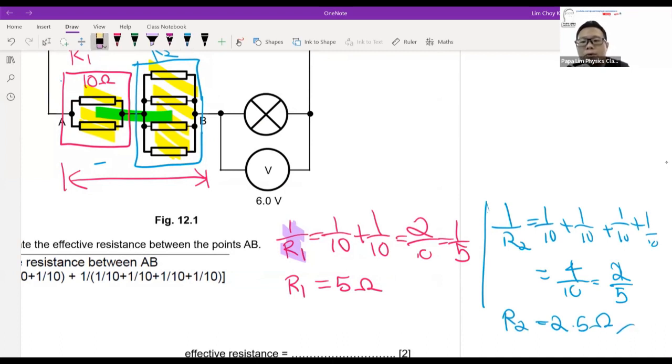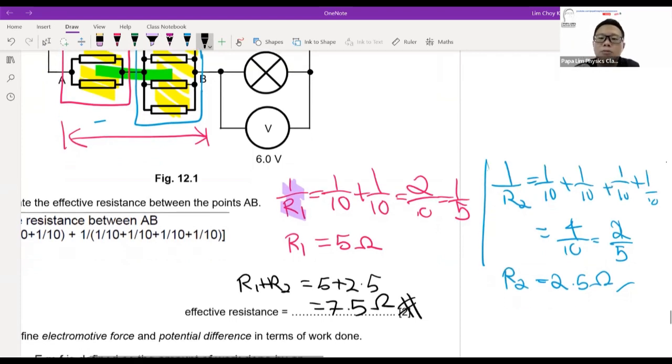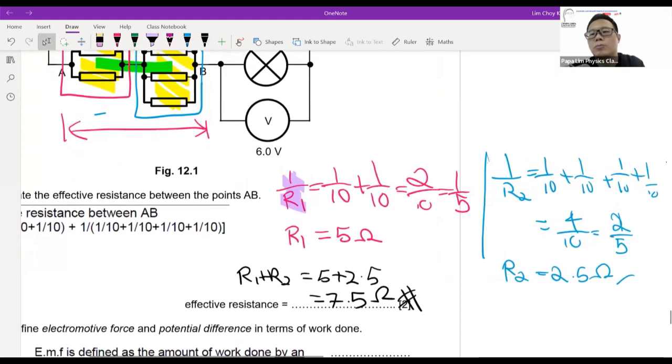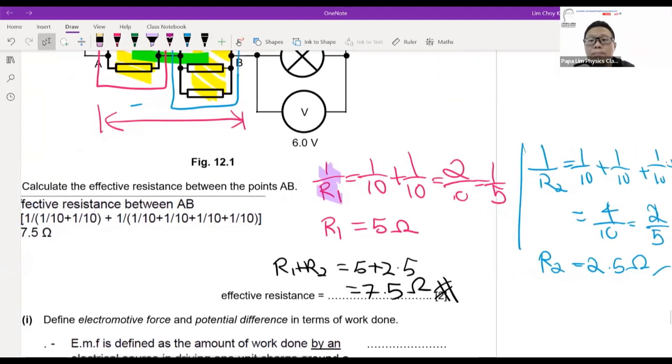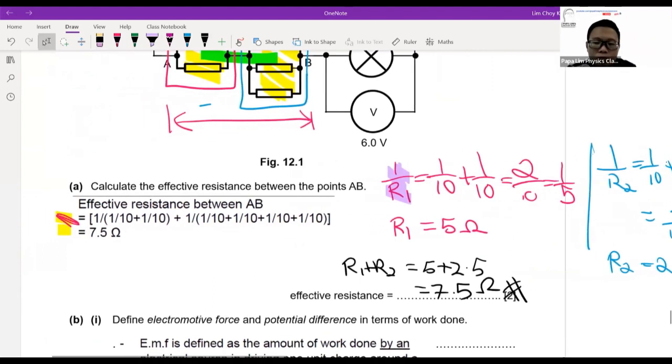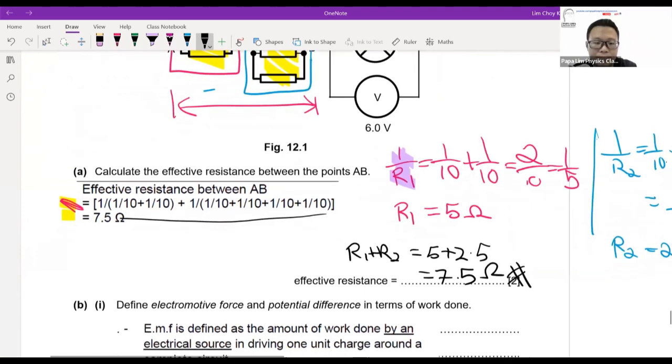Then from here, I want the sum of resistance, which will be R1 plus R2. That gives us 5 plus 2.5, which is 7.5 ohms. Unit and 2 SF. So take note of the working. To find the total resistance, I always prefer to break it up into individual steps. Those who are good at math can jump through all the working together, just make sure the presentation is correct.